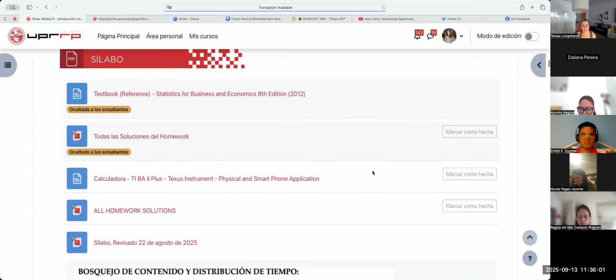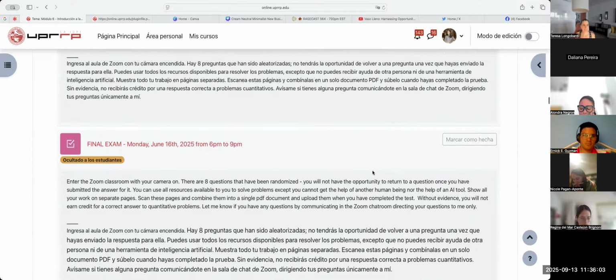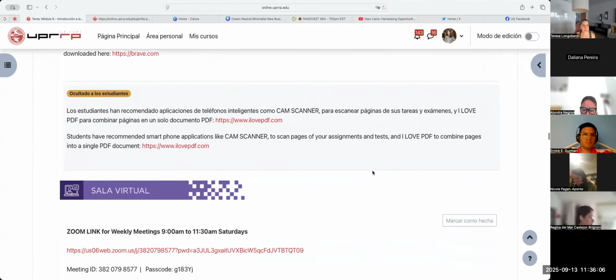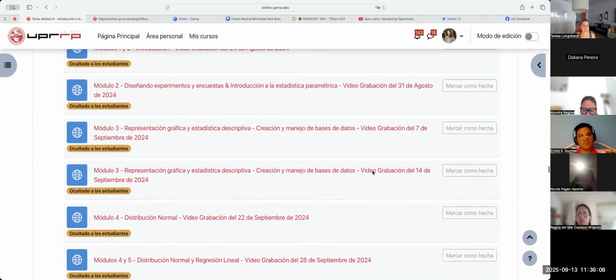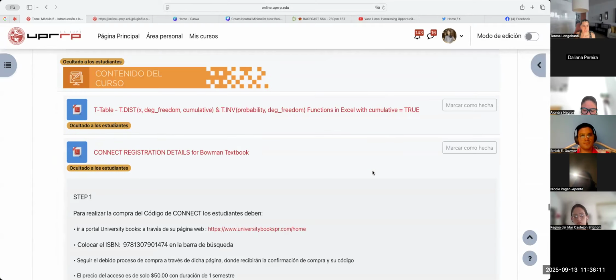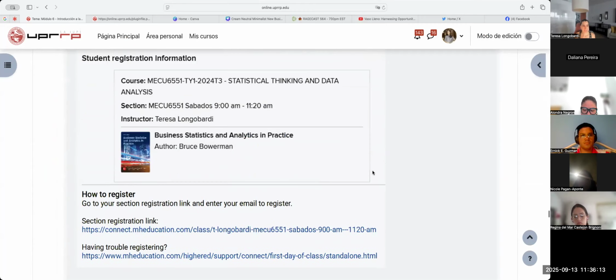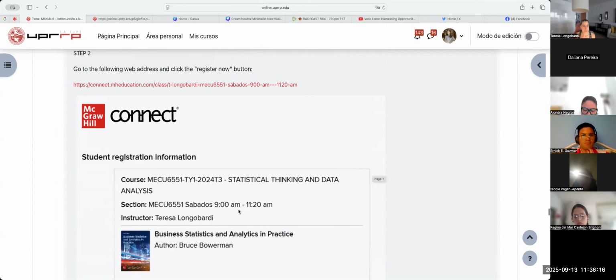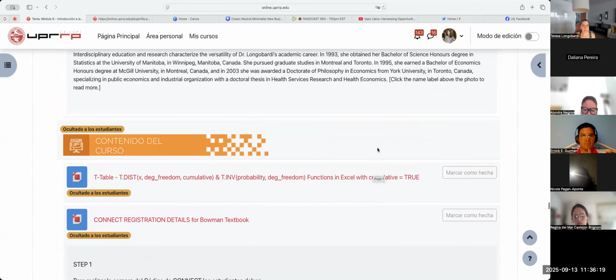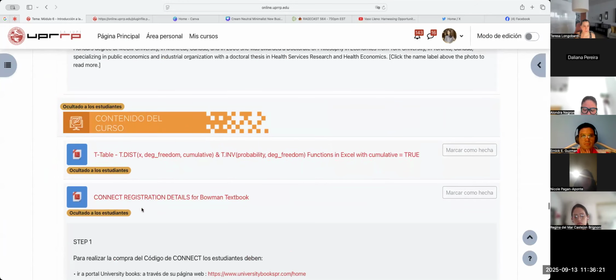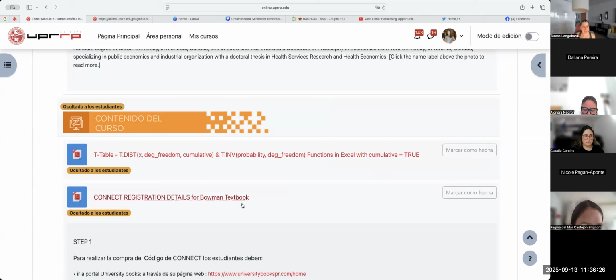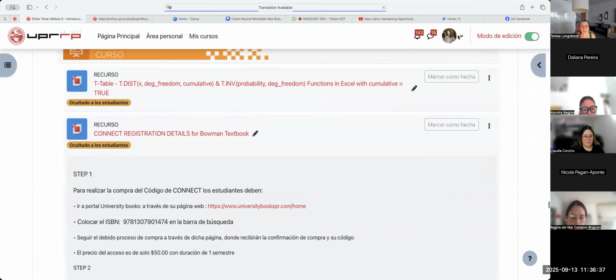I have to unblock it. Let me make sure it's the right one. These are all the things I have hidden from you. Here, this is the Connect information. Okay, so maybe I didn't update it. That's why. So I need to update it, but you'll find it at the bottom of the intro material. Connect registration details for the Bowman textbook, okay? And let me go back to the quiz.